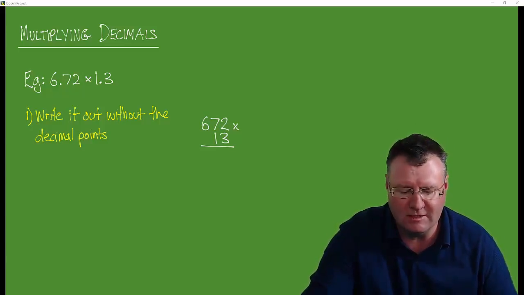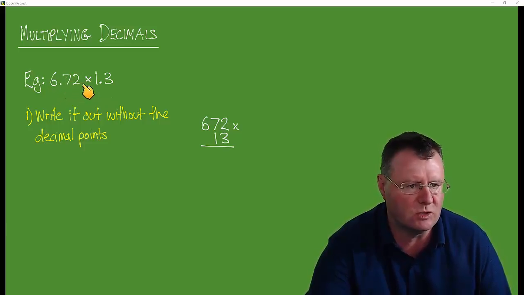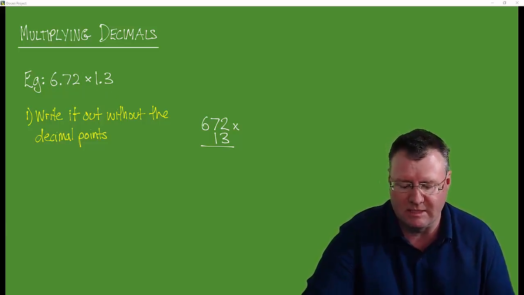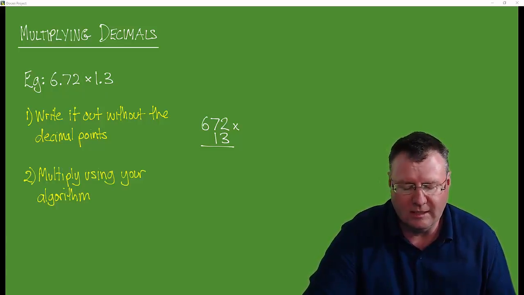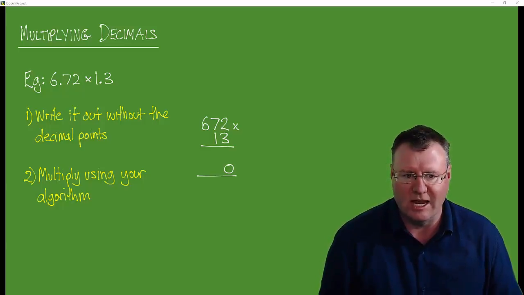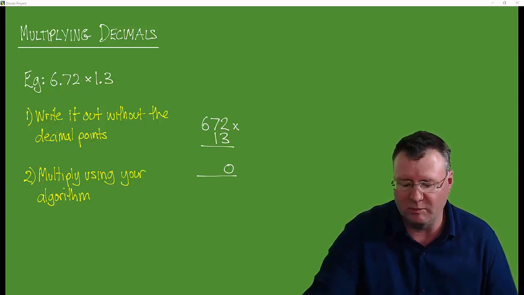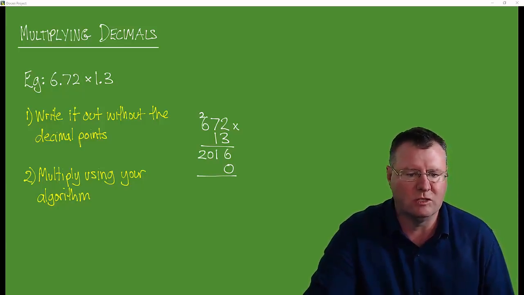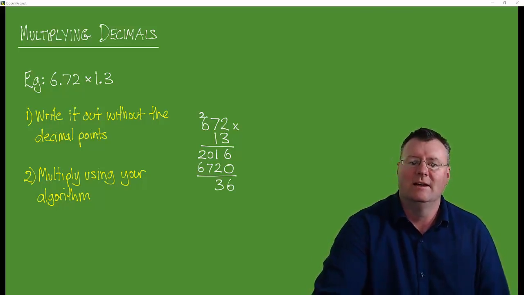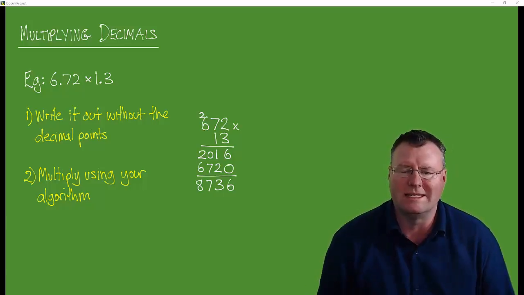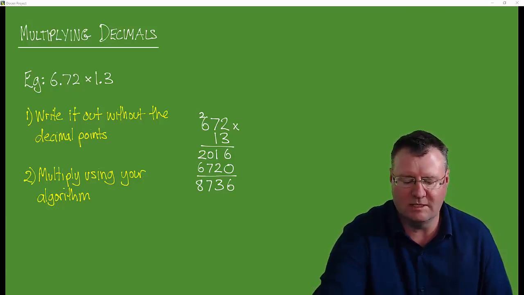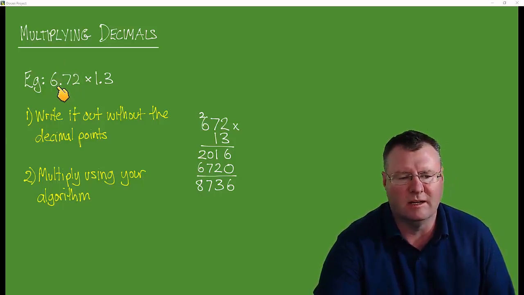So I've taken all those decimal points out. So I've got 6.72 times 1.3, take out all the decimals and treat them as if they were just big numbers. I'm not going to go through how we do this because there's a previous lesson you could look at about multiplication algorithm, but we multiply it out. So my 672 times 13, I go through with my algorithm and I get an answer of 8,736.